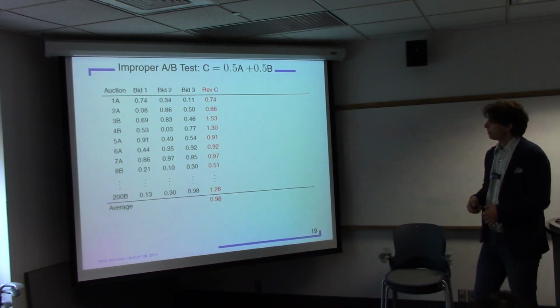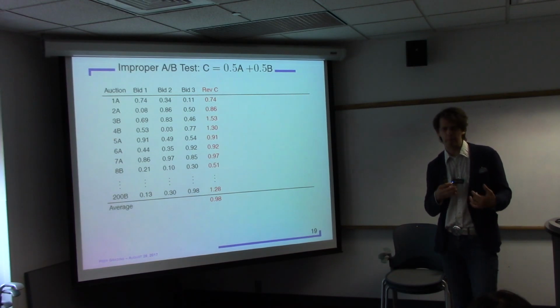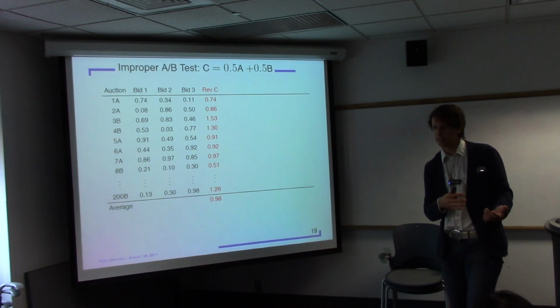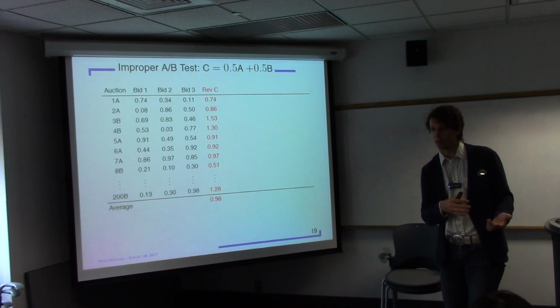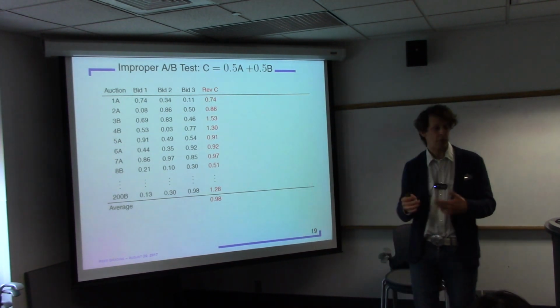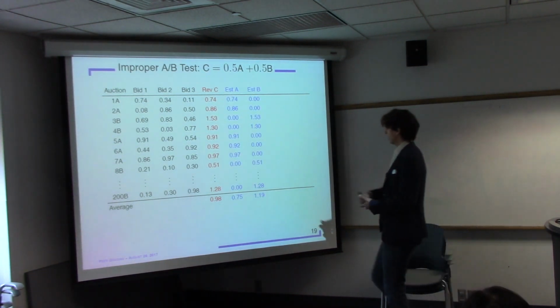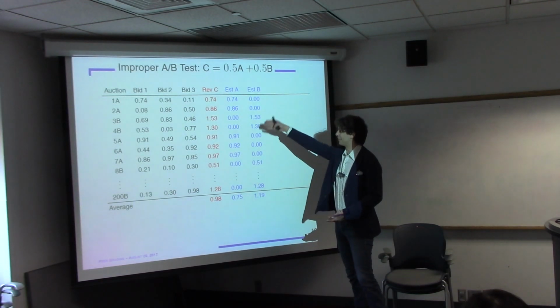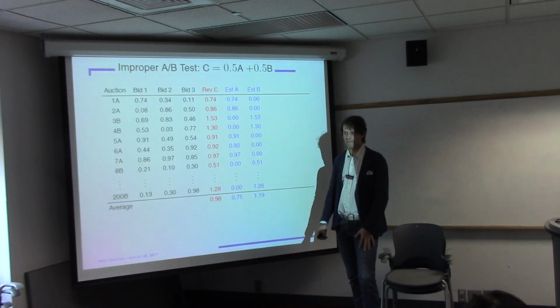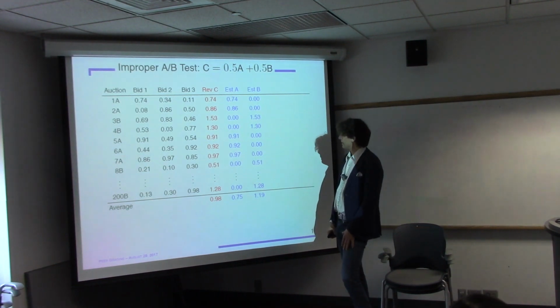So you could try to do a back of the envelope calculation where you say, well, if I want to compare A versus B, let's just look at the times I ran A and calculate that revenue, and look at the times I ran B and calculate that revenue, and see which one's bigger. You can do that, and you'll observe these numbers. I put in zeros where it was not that auction, and I summed them up and averaged. So it looks like B is better.